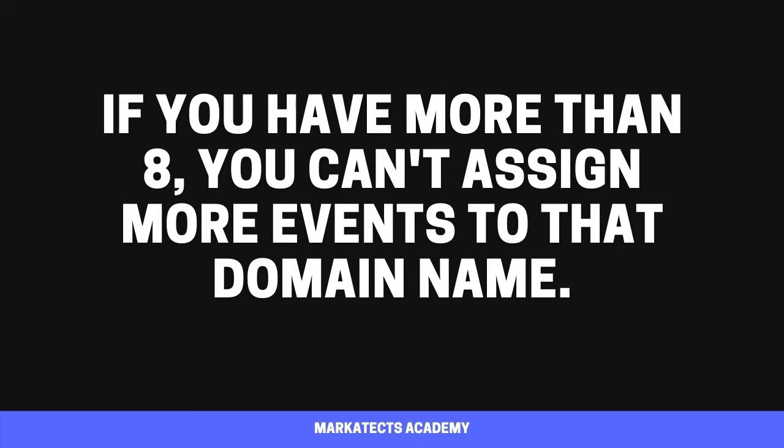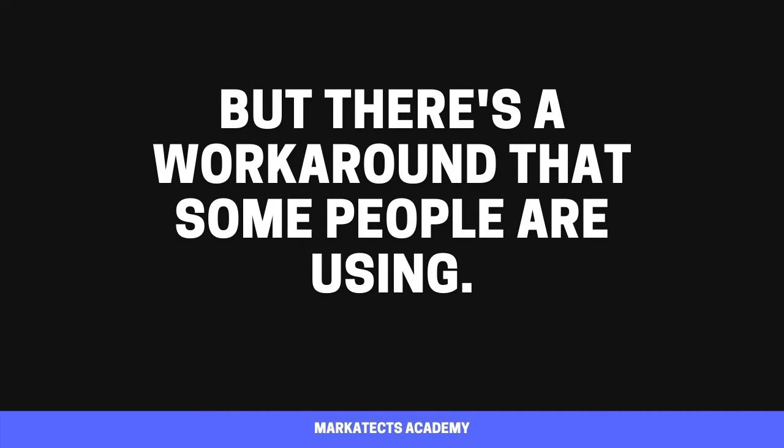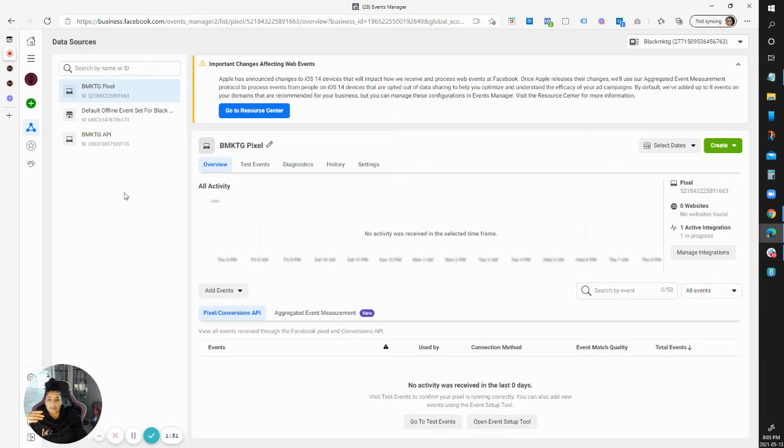Now, if you have more than 8, well, you're kind of in a sticky situation because you can't put more than 8. However, a workaround, what some people are doing, is different stages of their funnels. They're having different domain names in different stages of their funnel so that they can verify more than 8. So, for example, let's say the top of your funnel, your opt-in page, will be one domain name, and your upsell page will be another domain name. I'm just giving an example here. So then each page can have up to 8. So that's just a workaround.